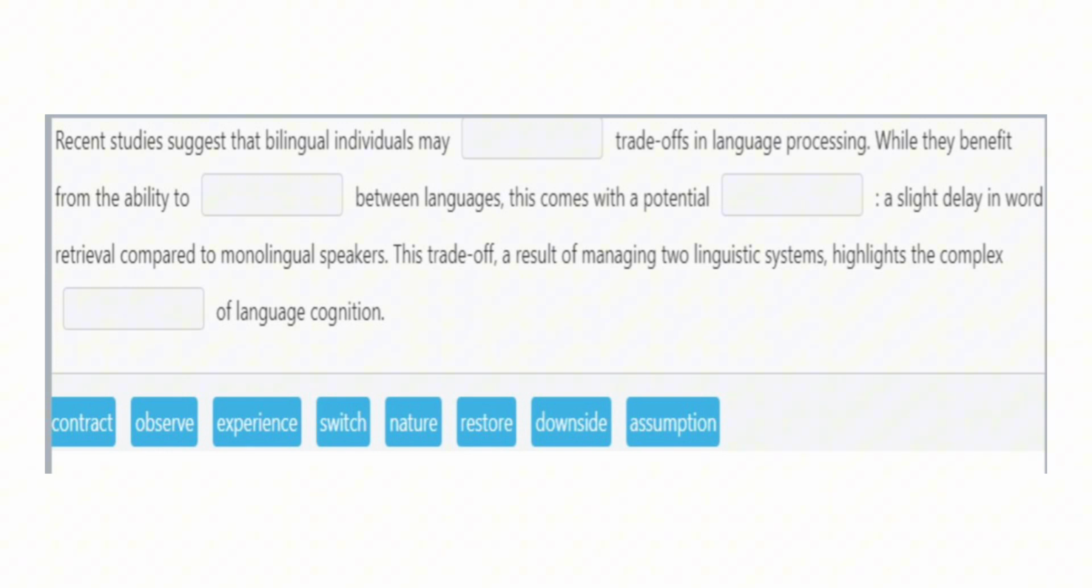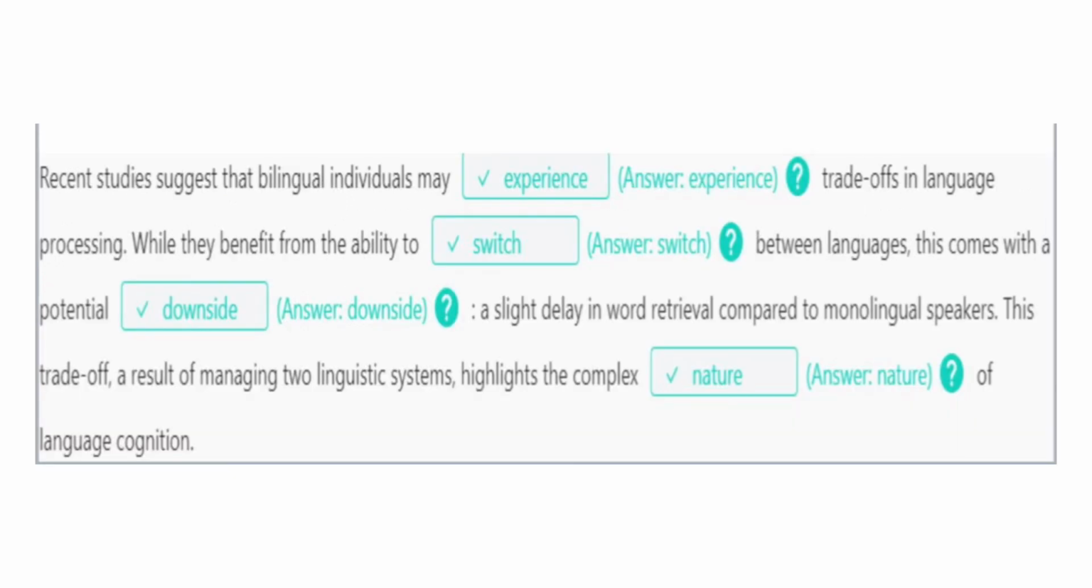compared to monolingual speakers. This trade-off or result of managing two linguistic systems highlights the complex dash of language cognition, the nature of language cognition.